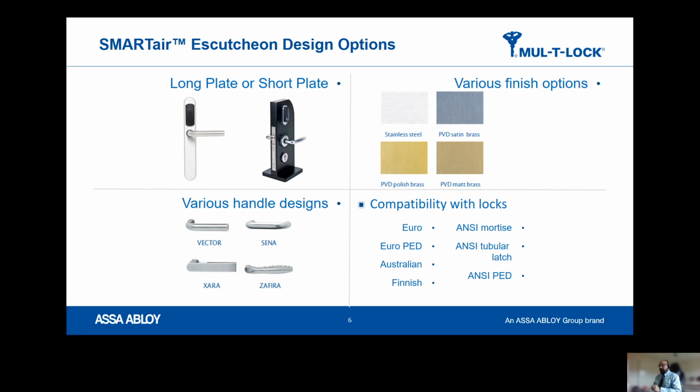Then the compatibility with locks. Like I said, SMARTair escutcheons can be installed with many or the majority of lock cases. So depending on what lock case is already installed on the door, you can have a SMARTair escutcheon installed there. You could use it with the Euro lock case, ANSI Mortise lock case, Euro PED lock case, Australian versions, Finnish versions. So there is no limit on the type of lock case you can have a SMARTair escutcheon installed on.